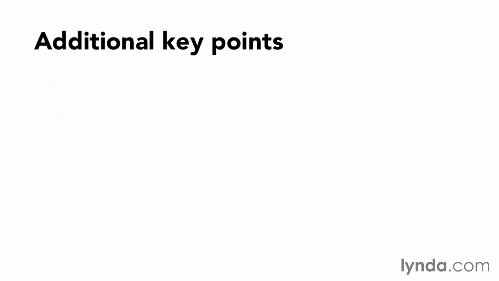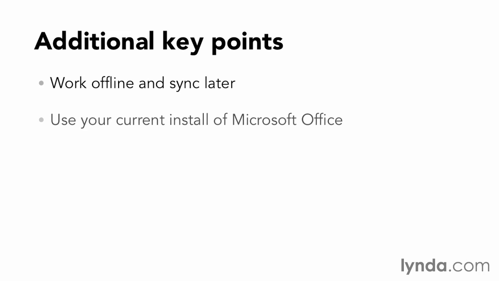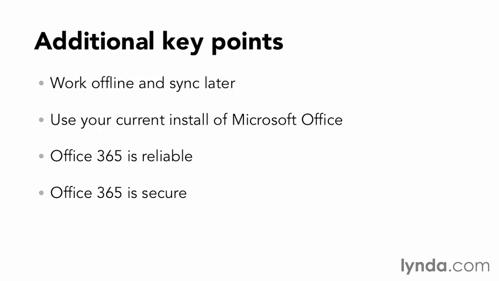All right, some additional key points. Although Office 365 is cloud-based, allowing you to work from anywhere on almost any device, you can work offline and sync up later with Outlook and SharePoint. You can continue to use your full-fledged Office apps installed locally on your computer and set them up to give you quick access to the cloud. It's reliable. Microsoft provides a financially backed 99.9% uptime guarantee, and Office 365 maintains the latest defenses against viruses and spam.